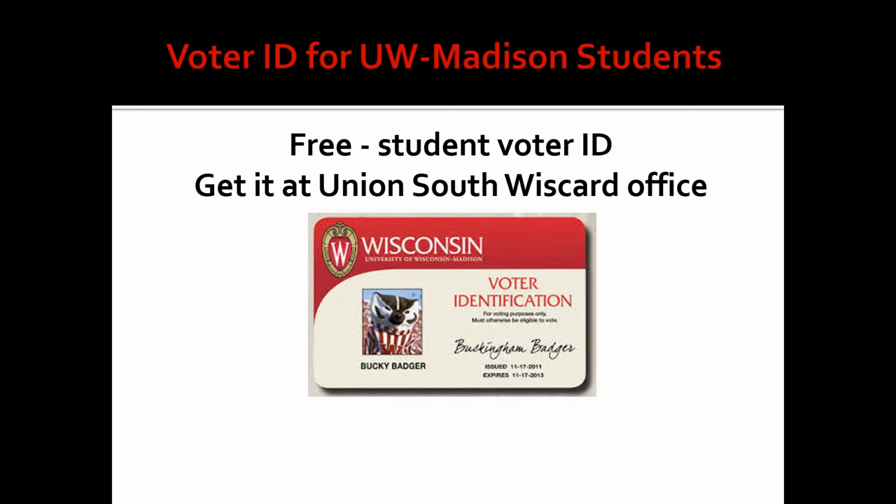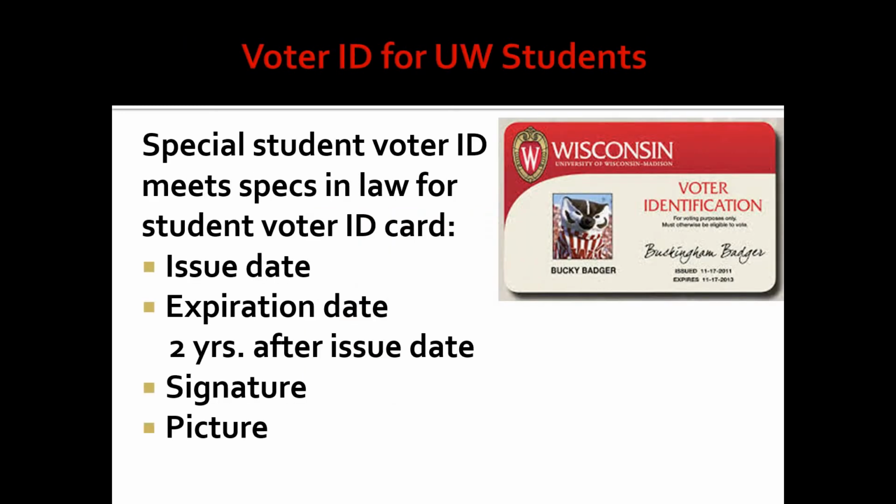Any UW-Madison student can get a free student voter ID at Union South. Just bring your WISC card to the WISC card office anytime they are open. On election day, they are open from 7 a.m. until 8 p.m. On November 3rd, there may be additional locations on campus to get a student voter ID. The special student voter ID card meets all the specifications in the law. It has an issue date, an expiration date 2 years after the issue date, a signature, and a picture.